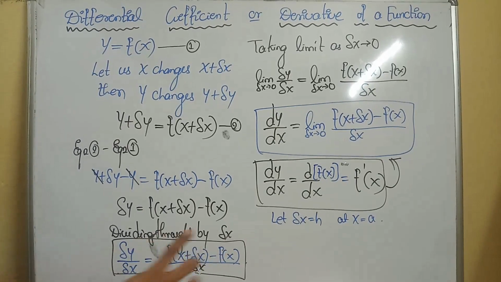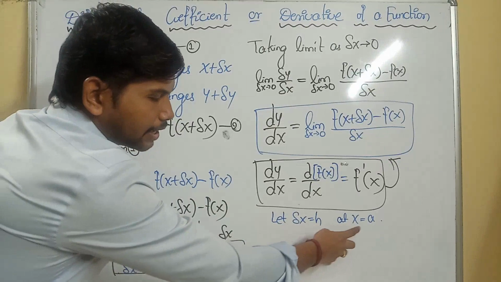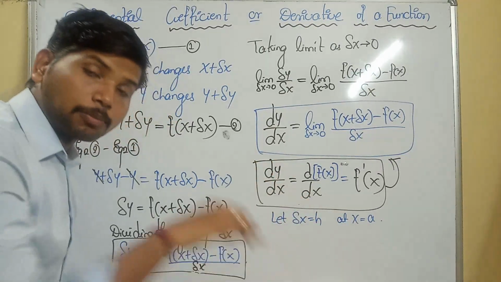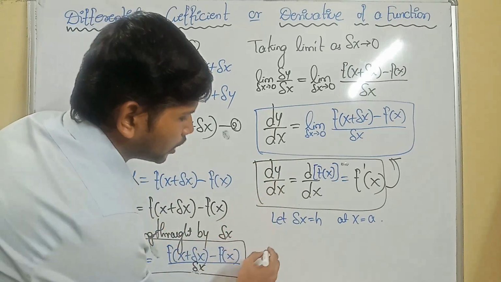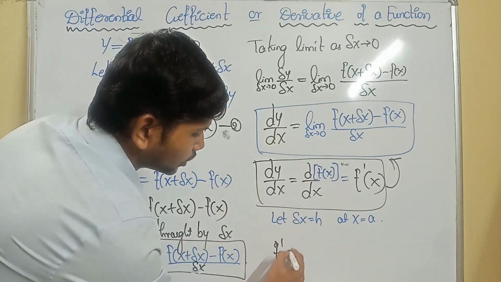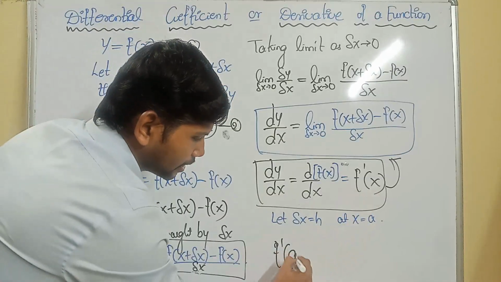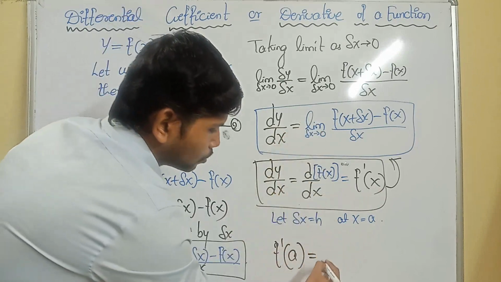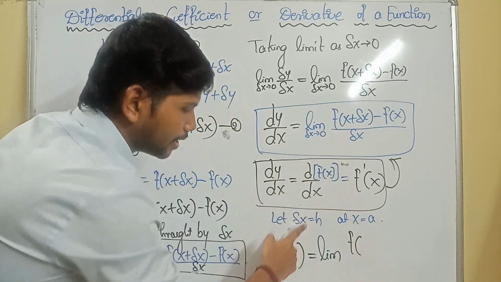Now we have to take delta x equal to h, and at x equal to a, x is a generalized point, a is a particular point. That's why it will be changed as f dash of, instead of x I need to write it as a, is equal to the limit of f of x, and x will be a.